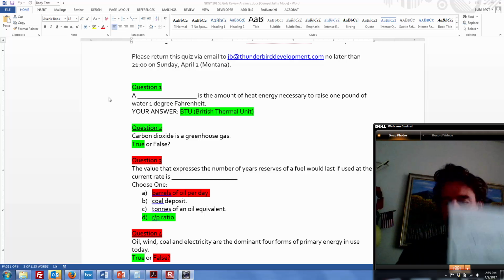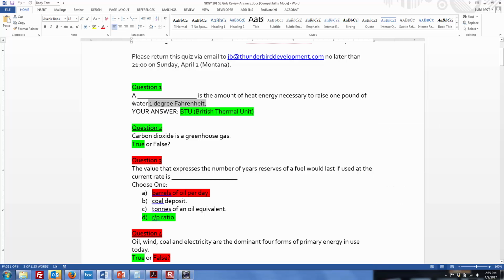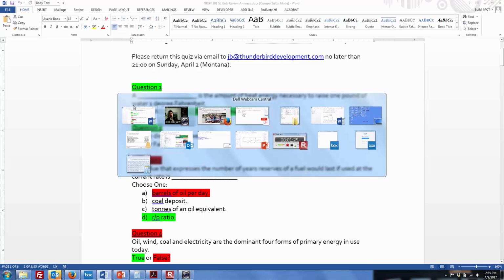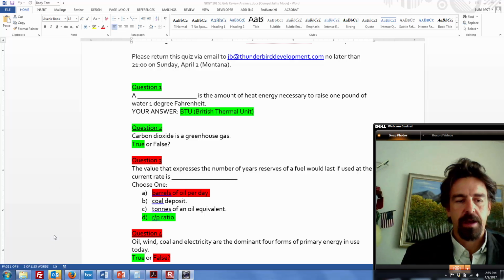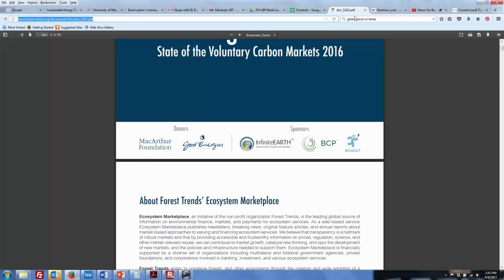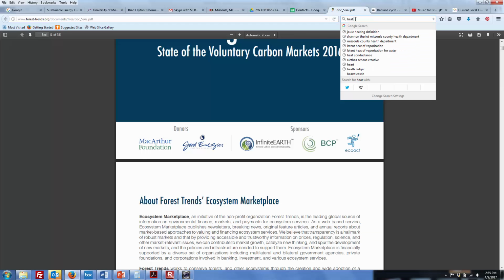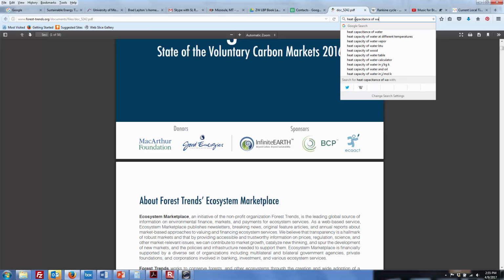Now, if we go back to the screen, we're looking at water here. Water has its own heat capacitance. And let me show you how to find that, because we typically deal with water. Heat capacitance of water.